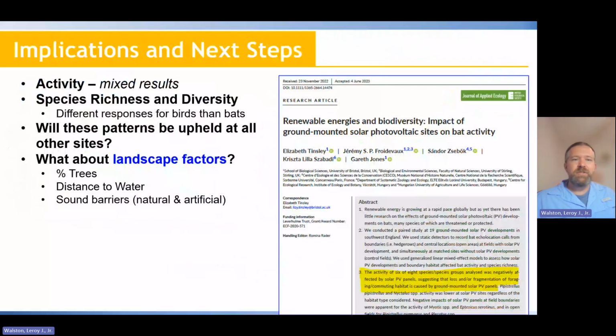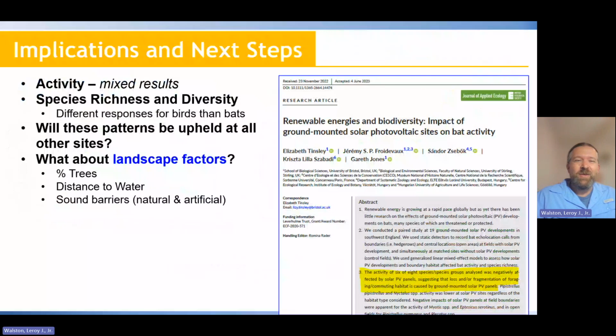So what can we start to gather, at least initially, from this kind of approach? Well, for one, we see that activity is mixed for both birds and bats. At some sites, activity is greater on-site. At other sites, activity might be greater off-site, or there might not be any distinguishable difference, at least graphically speaking, between sites. I'll also note that we have not run any statistical analyses on these yet. We're just looking at graphs.